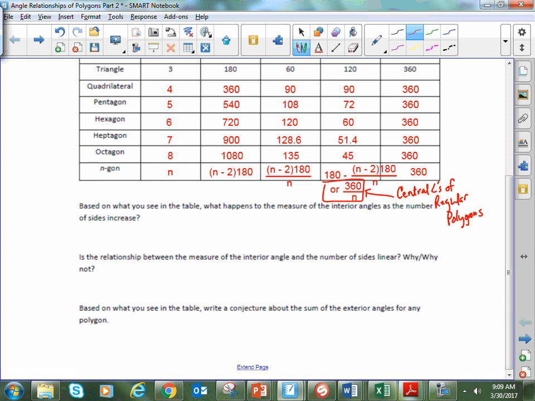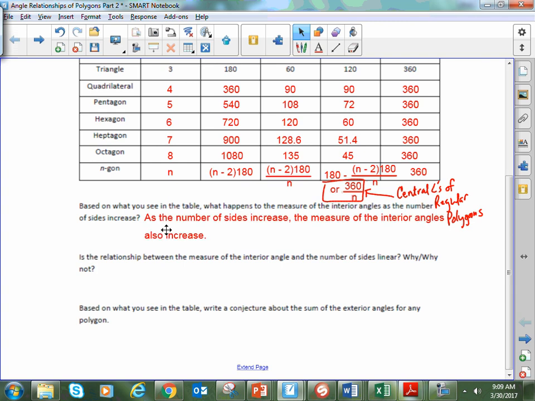Based on what you see in the table, what happens to the measure of the interior angles as the number of sides increases? Well, as the sides increase, we can see that the measure of the interior angles are also increasing. We start from 60 to 90 to 108, 120, and so on. So the more sides there are, the bigger the interior angle.